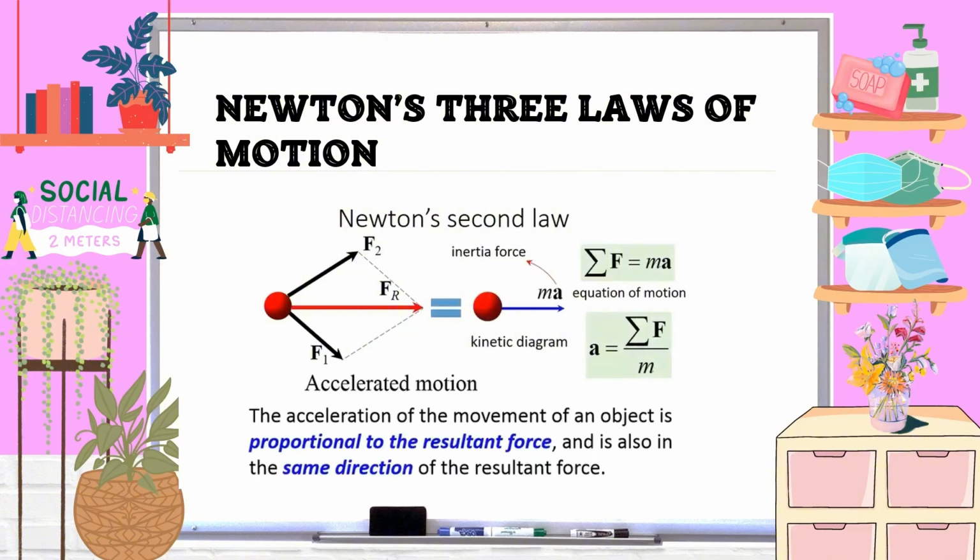When we say accelerated motion, it means that the acceleration of the movement of an object is proportional to the resultant force and is also in the same direction as the resultant force. So the resultant force has the same direction as the inertia force in terms of the kinetic diagram.